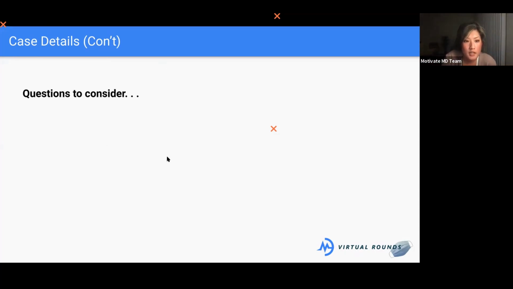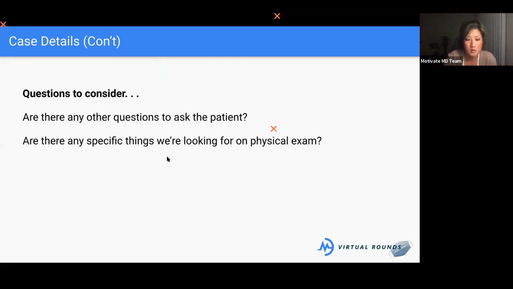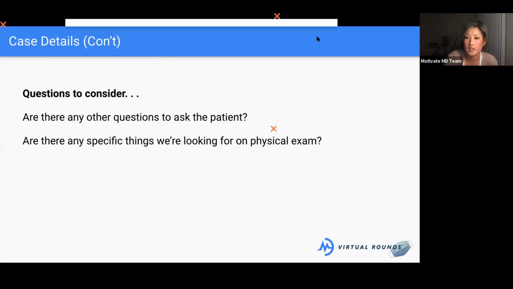Let's keep moving. And it's what I was looking for. How about on the physical exam? Any specific things that we want to look for?